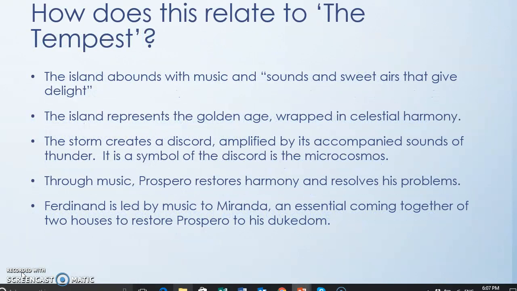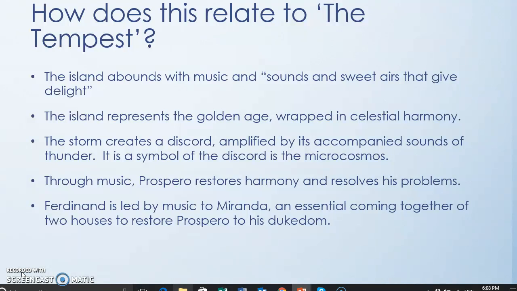Question is, how does this relate to the Tempest? Remember, Caliban says, "Do not be afeard. The isle is full of sounds and sweet airs that give delight." The island is constantly surrounded in music. The island itself represents the golden age, the age of discovery, and it's wrapped in this celestial harmony.